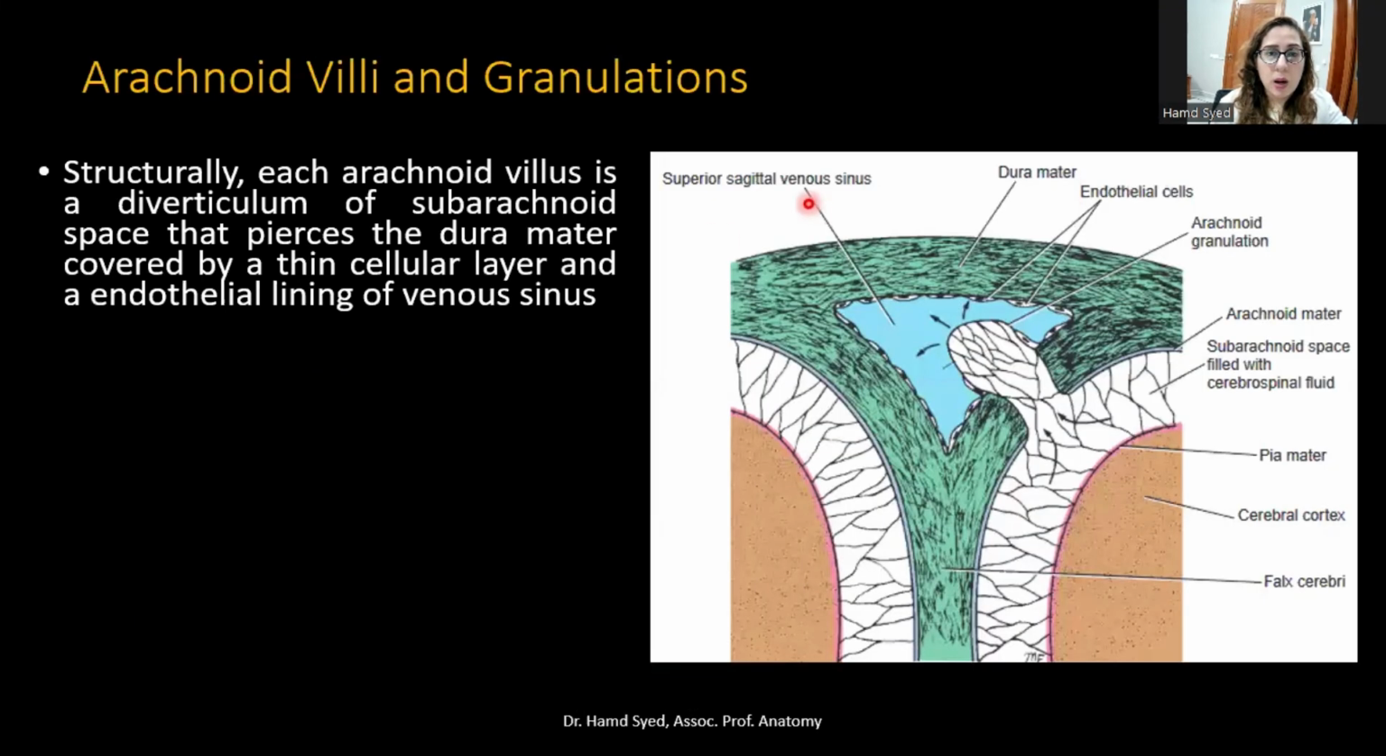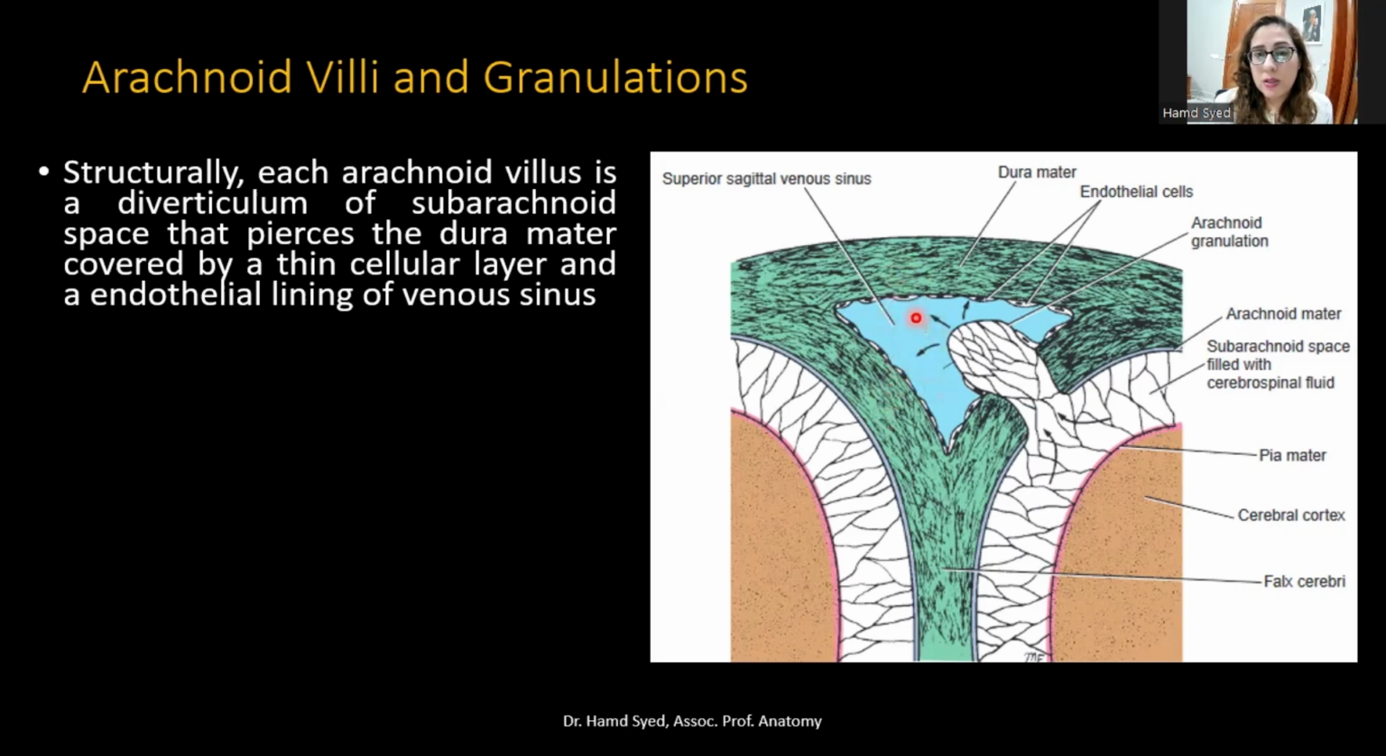Okay, so I was going to talk about the arachnoid villi and granulations. So when we discuss the drainage of CSF, remember the drainage is at locations which contain the arachnoid villi. Now, what is an arachnoid villus? Structurally, it's a diverticulum, or you could say a prolongation or extension of the subarachnoid space that pierces the dura mater, and it is covered by a thin cellular layer and an endothelial lining of the venous sinus. So what are the venous sinuses? They are simply the areas which contain the blood, and they are present between the two layers of dura mater, that is the endosteal layer and the meningeal layer.